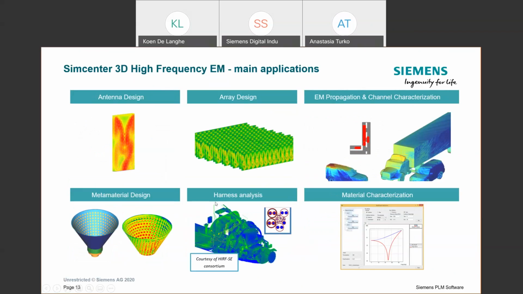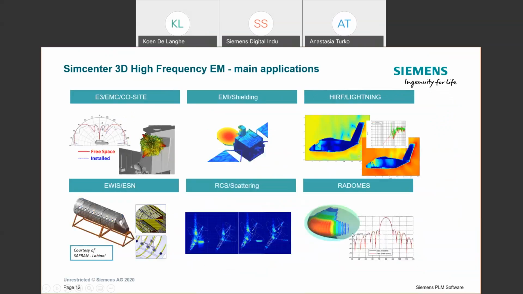EM propagation, channel characterization, metamaterial design, so how to make materials that are frequency selective, that can select certain frequencies, harness analysis, so for complex systems, the electric wire harness, a very easy way to do material characterization and so on. So there are many applications. Actually, most of the applications in electromagnetics we can support today.